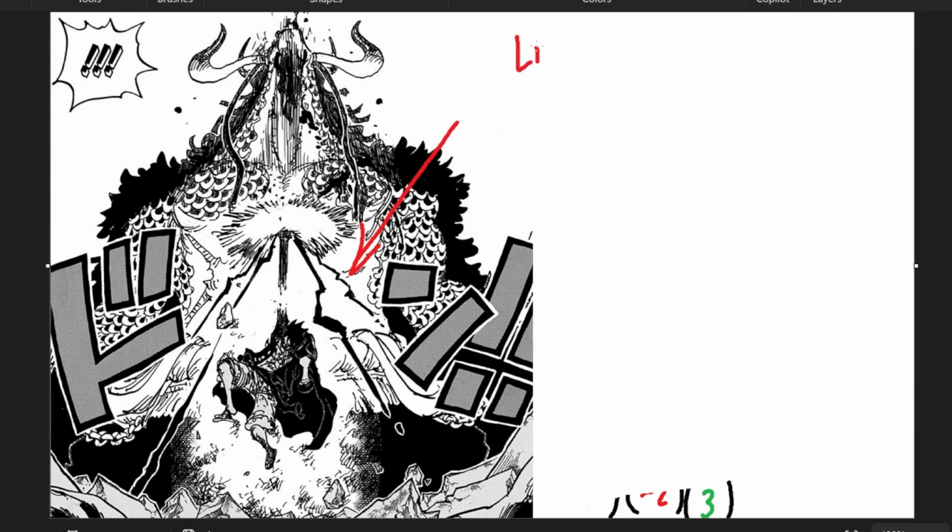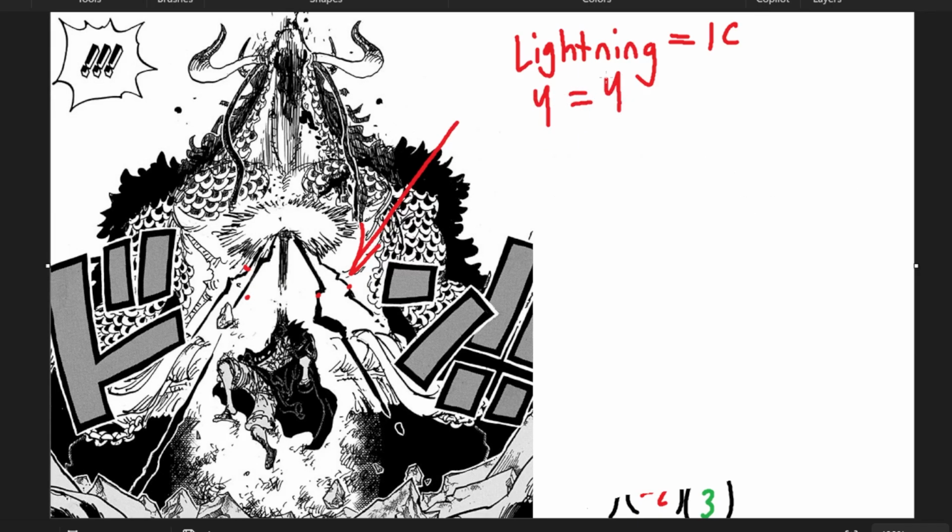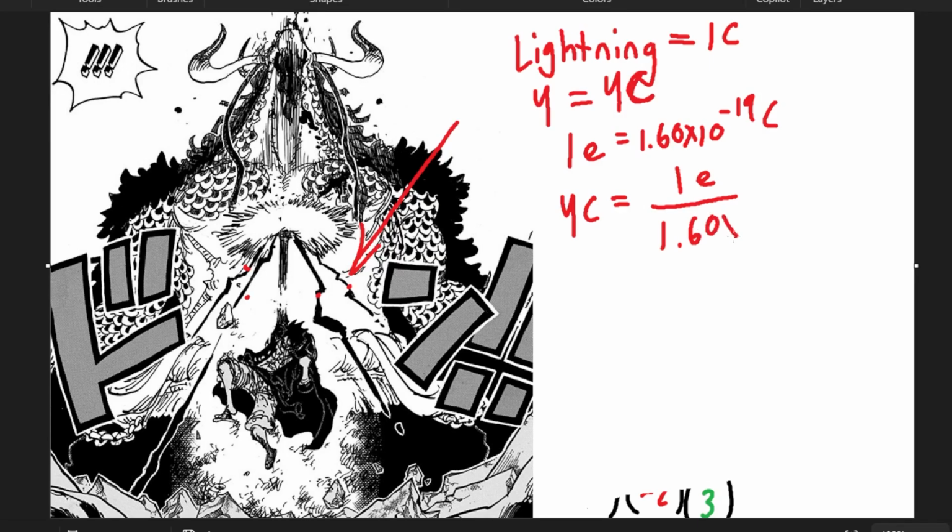Well, as we know, lightning, as I previously said in the video, has a lot of electrons behind it, because one lightning bolt is 1 Coulomb, and as we can see here there are 1, 2, 3, 4 lightning bolts, which is equal to 4 Coulombs. As we know, in 1 electron, there's 1.60 times 10 to the power of negative 19 Coulombs. So to get the amount of electrons in this, we just cancel out the Coulomb. That means there are 2.5 times 10 to the power of 19 electrons in that attack.